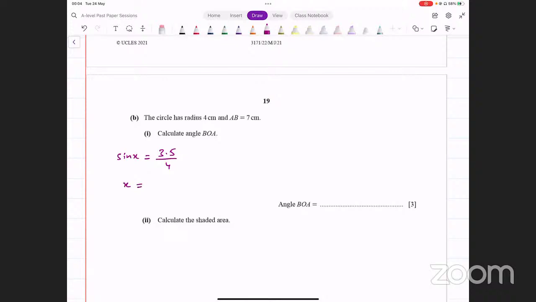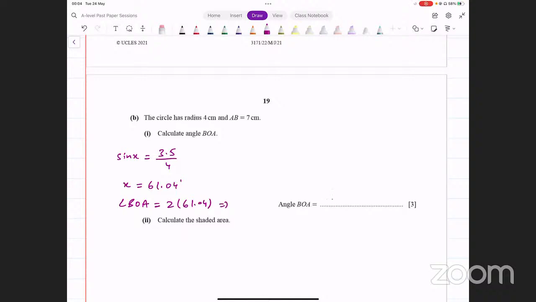Sine inverse of 3.5 over 4. Let's figure that out. Let's see what that gives us. This is 61.04 degrees. तो पूरा एंगल क्या हो गया? फिर इसको 2 से मल्टीप्लाई कर दें. एंगल BOA, that's going to be 2 into 61.04, and that's going to give it the final result.